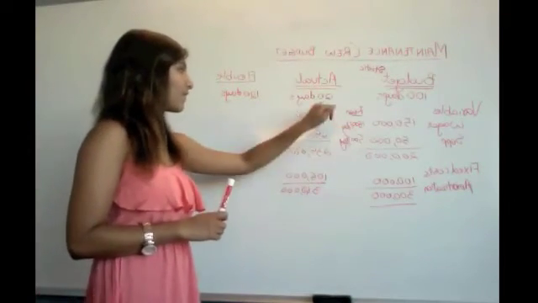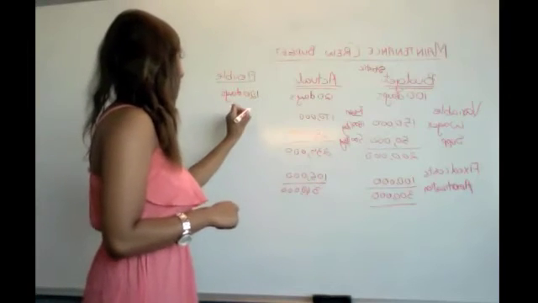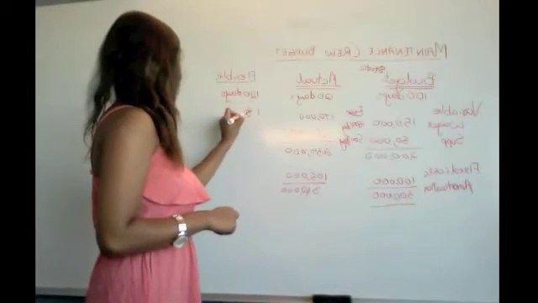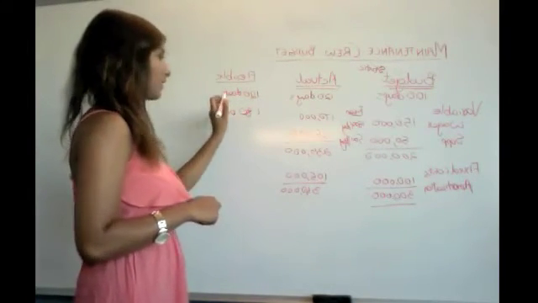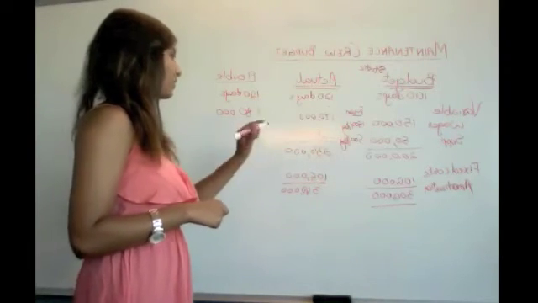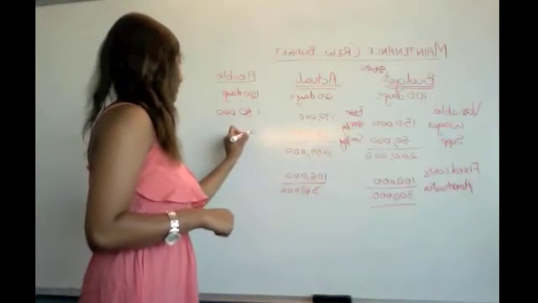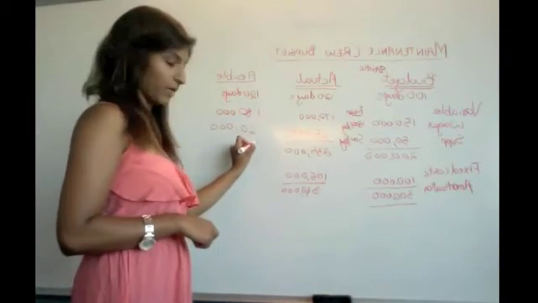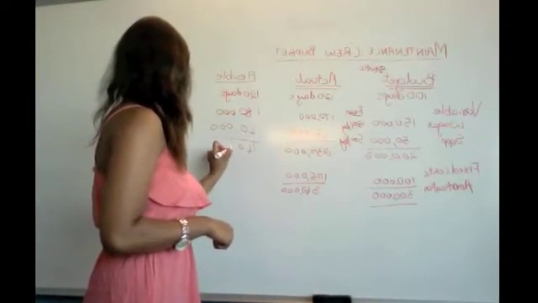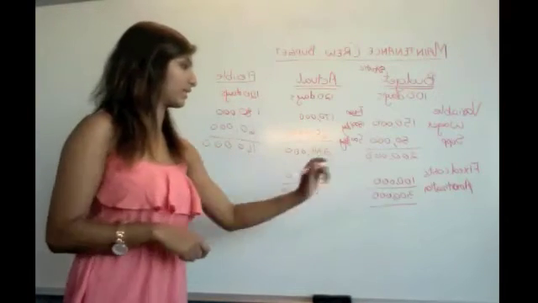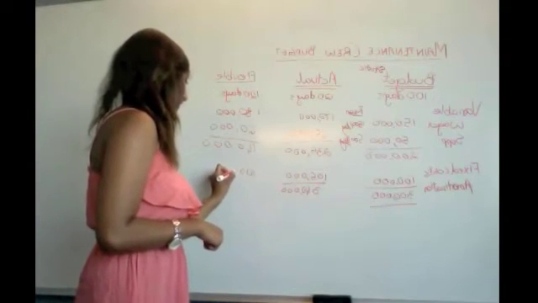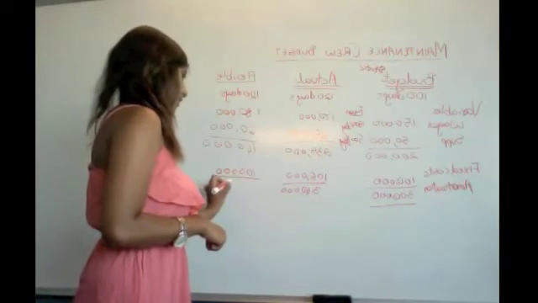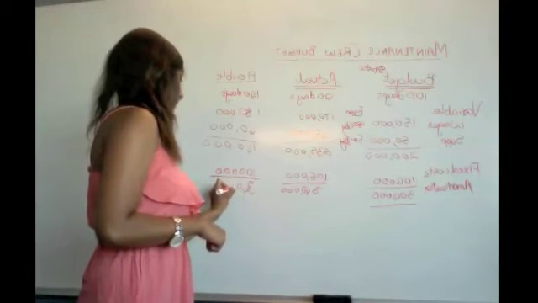So 1,500 times 120 would give us $180,000. 500 times 120 would be $60,000. And we have a total of 240 for the variable expenses, and because the amortization costs stayed the same, we would keep it at $100,000.